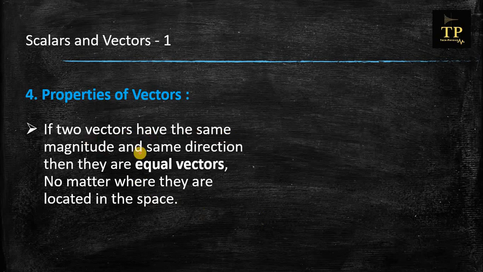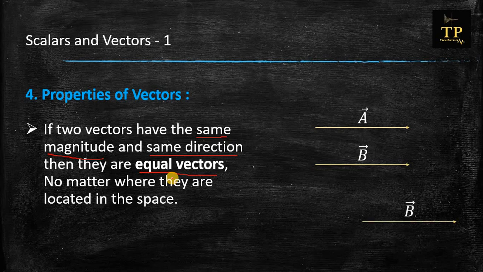Two vectors have the same magnitude and same direction. Let us see, I have a vector a bar and this is my vector b bar. Here vector a bar and b bar have the same magnitude and the directions are also the same, so we'll say that they both are equal vectors. And also, no matter where they are located in space.